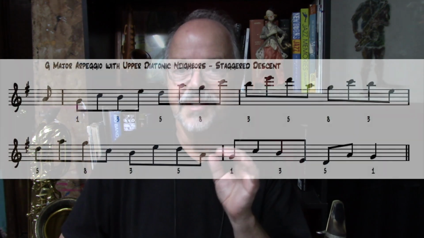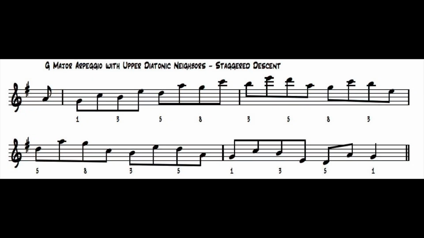Okay, so let's move on again to the upper diatonic neighbors. These are notes right out of the scale, right out of the G major scale. So you can see I've got an upper neighbor to the G. That's the A to the G, right out of the G major scale. The C to the B. The C is right out of the scale. It's chromatic also, but it's right out of the scale. And the E to the D. Again, the upper diatonic neighbor to the 5.